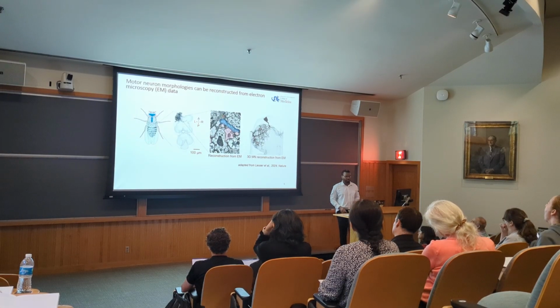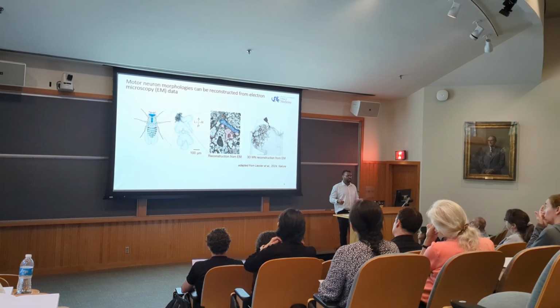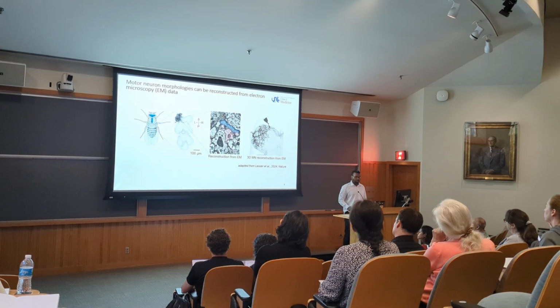With electron microscopy, we can reconstruct detailed morphologies of identified motor neurons and map individual synapses onto their dendrites. This means that we no longer have to treat synaptic input as an unknown common signal. We can directly examine which premotor neurons contact each motor neuron and how many synapses they're making onto each motor neuron.